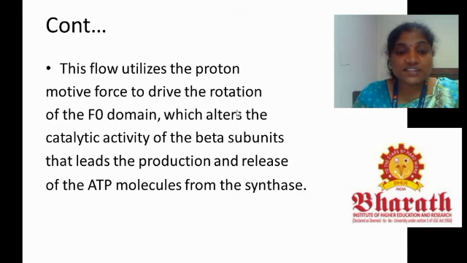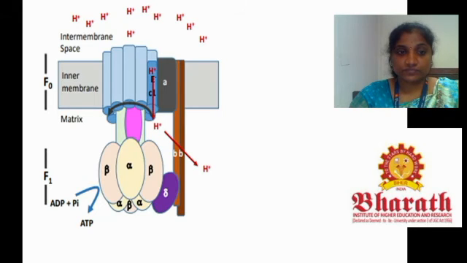This step is an important step, because the proton motive force will drive the rotation of the F0 domain. This in turn will alter the catalytic activity of the beta subunits, which are present in the F1 domain. This change in the catalytic activity will lead to the production and release of the ATP molecules from the ATP synthase structure. So this is how the ATP synthase structure works.